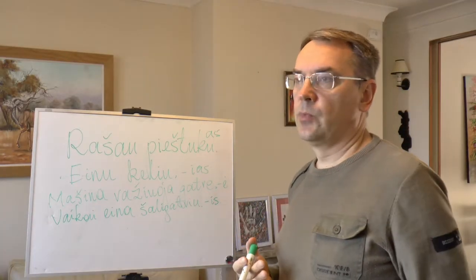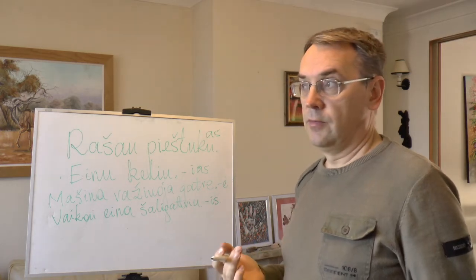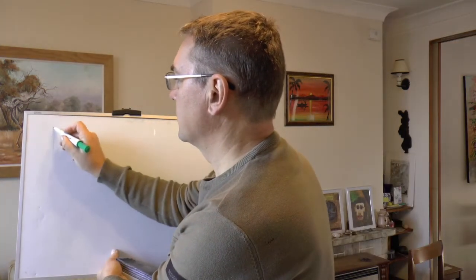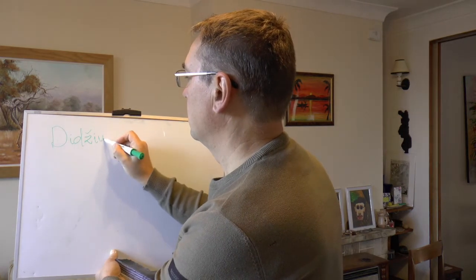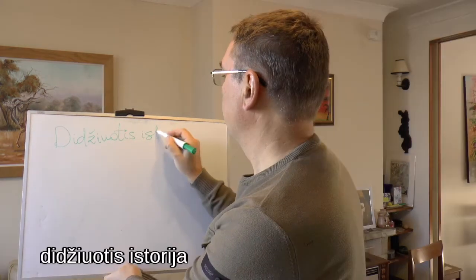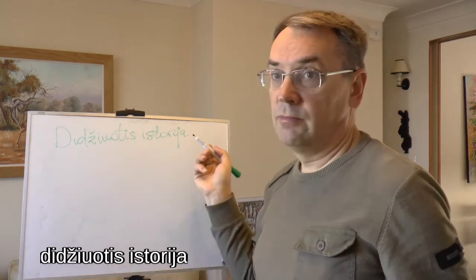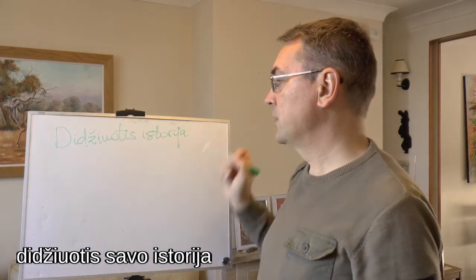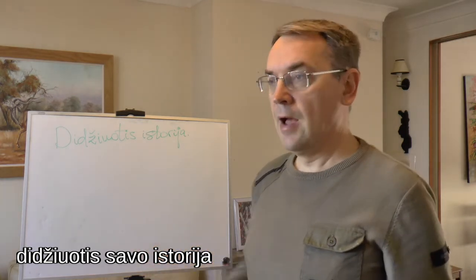Instrumental case we use even if I'm proud of something. For example, I'm proud of you. To be proud is didžiuotis. History. To be proud of history. Great Britain is proud of its history. Didžiuotis istorija. Aš didžiuojuosi tavimi. I'm proud of you.